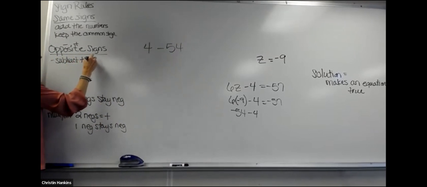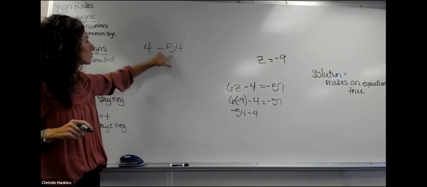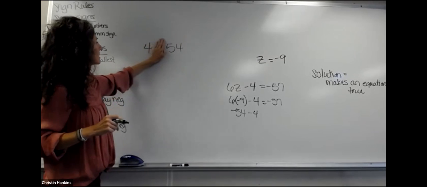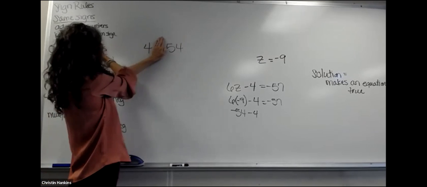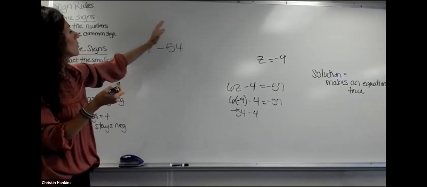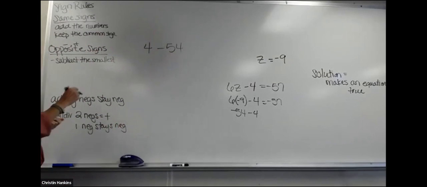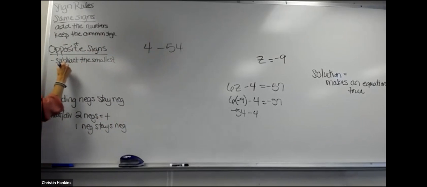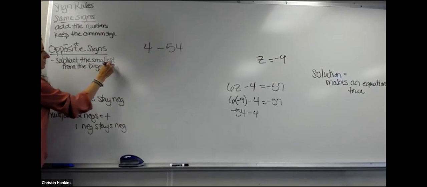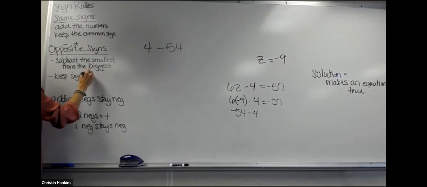Subtract the smallest. So that's just the smallest number, not looking at their signs. Because obviously 54 is smaller than 4, but I'm not looking at that sign. I'm going to do both steps on just the numbers. And then once I go back to make a decision about the sign, I ask, who has the negative? The smallest from the biggest. Keep the sign of the biggest.